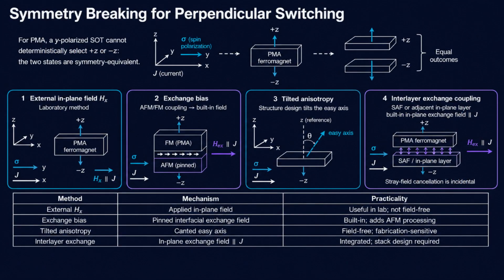For perpendicular magnetized films, pure SOT cannot deterministically select up or down states due to symmetry. The solution requires symmetry breaking. Four main methods exist: applying an external in-plane field for laboratory studies, using exchange bias from an antiferromagnet for a built-in field, engineering tilted anisotropy through structure design, or using interlayer coupling with synthetic antiferromagnets.